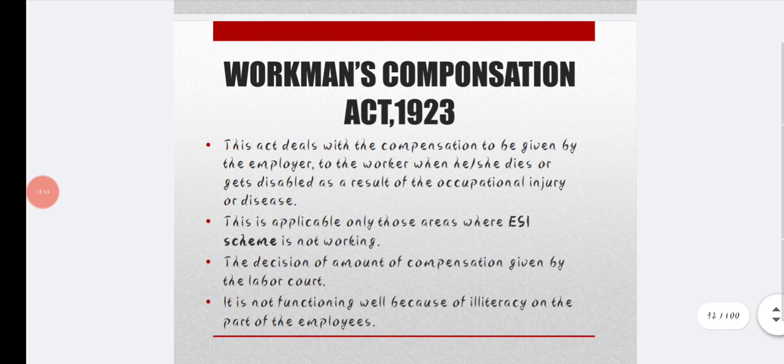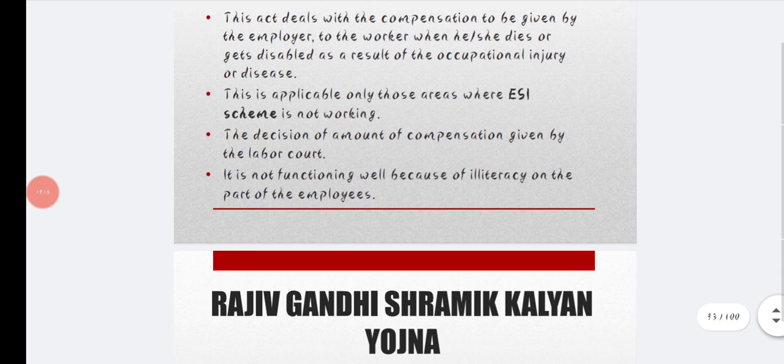And the Workmen's Compensation Act 1923, this is applicable only for those areas where ESI scheme is not working. Okay, only ESI scheme. If the city does not have ESI, then it will cover those areas. It is given by the labor court. It's not functioning well because of illiteracy on the part of the employees.